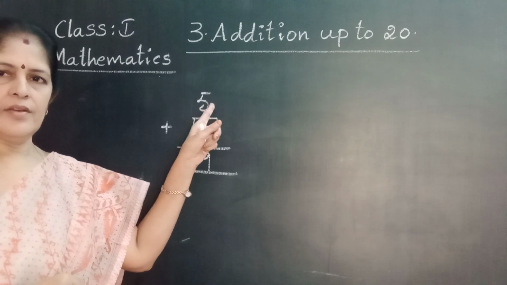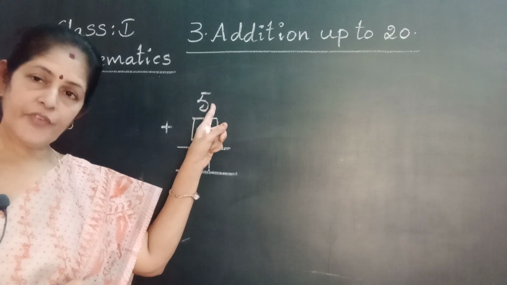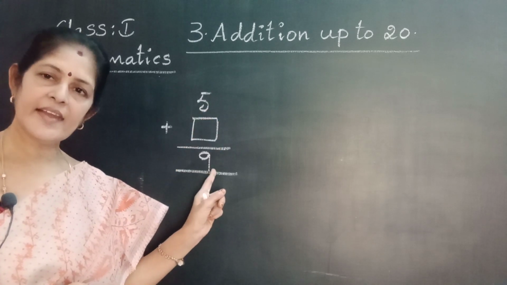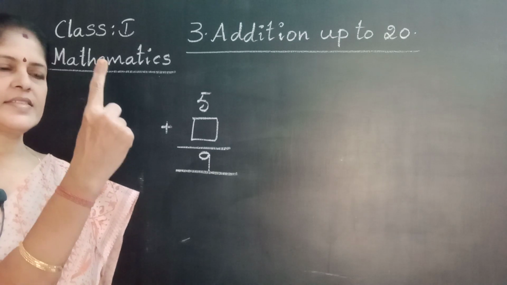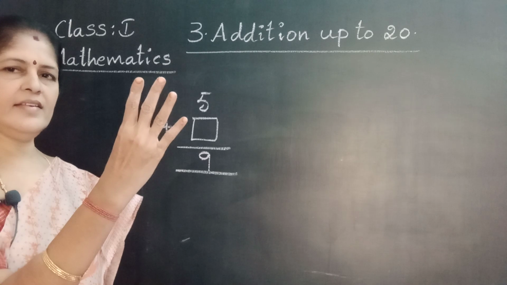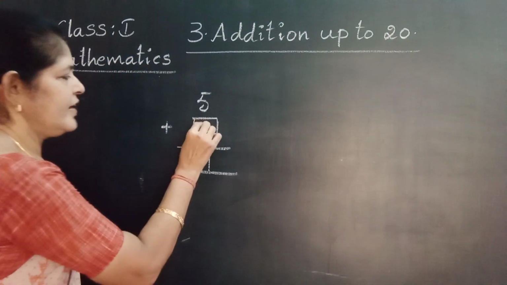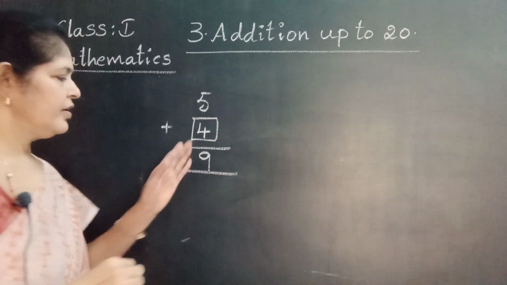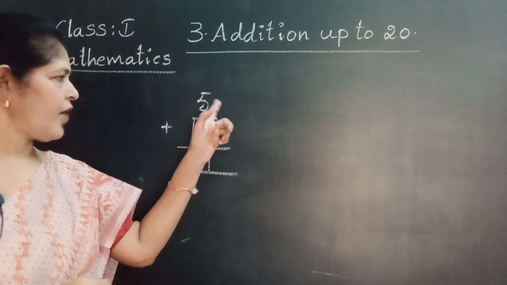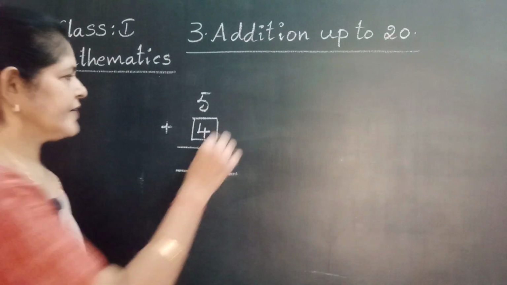See. First number is 5. Start counting after 5 till we get 9. 5 after 6, 7, 8, 9. How many fingers? 4 fingers. That means 5 plus 4 equal to 9. Okay, next one.